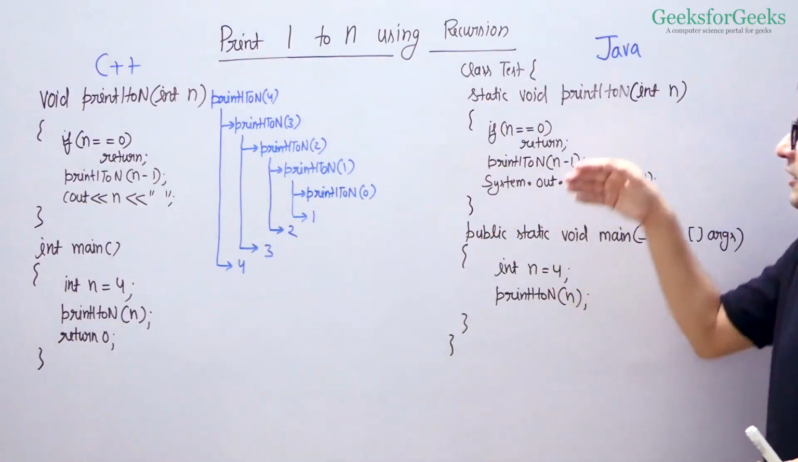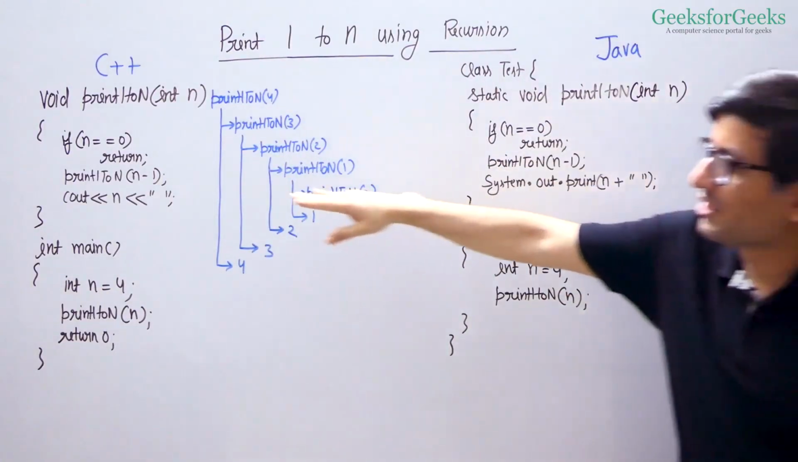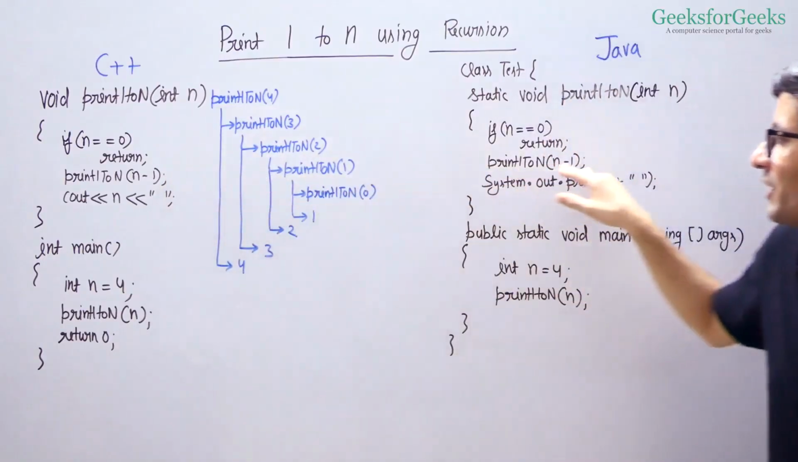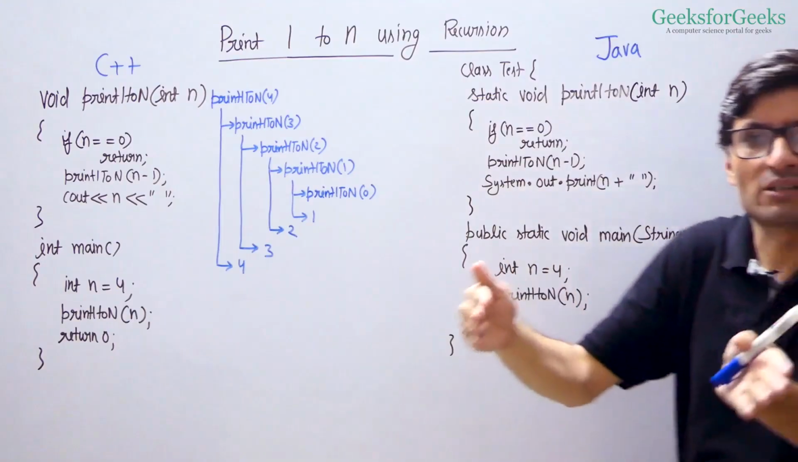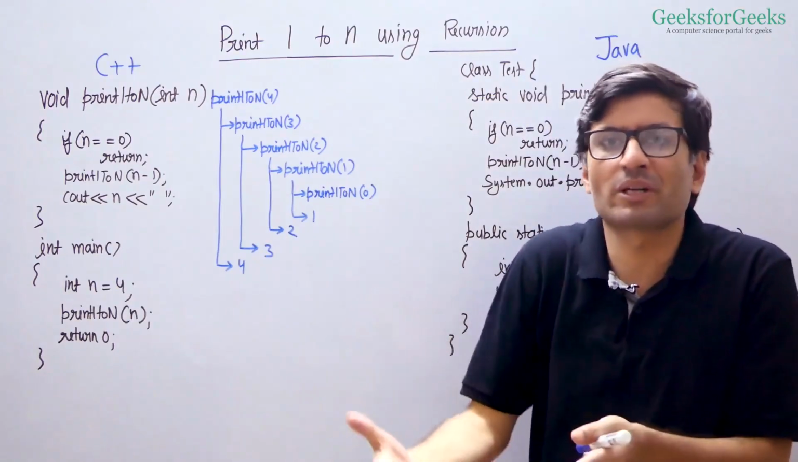We have first recursively called for n minus 1, right? This is C++ code, this side we have Java code. And then we are printing n, right? First print numbers from 1 to n minus 1, then print n.